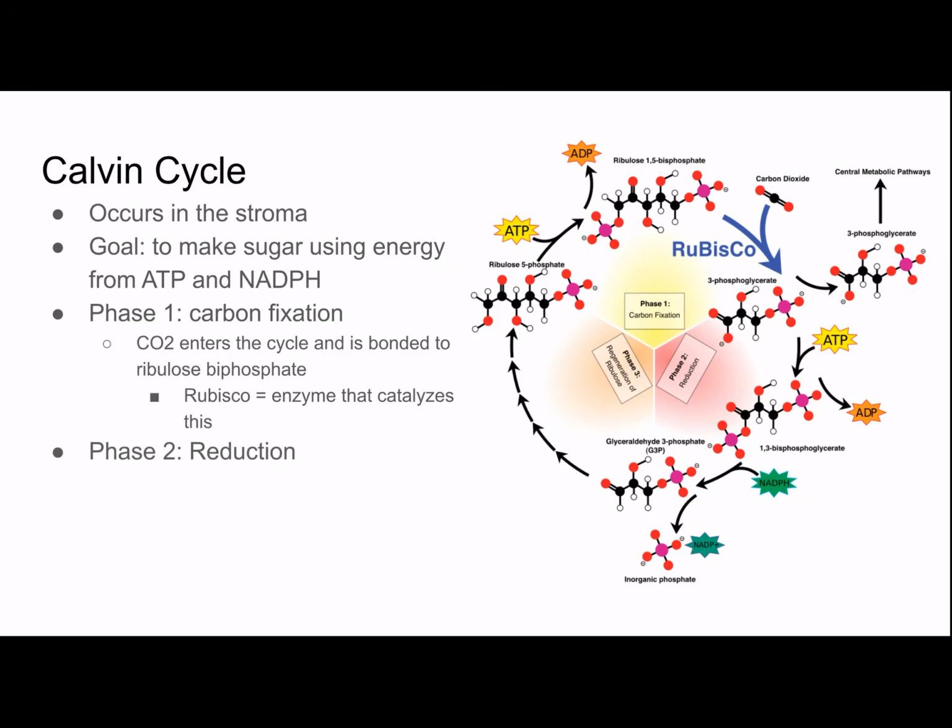Phase 2 is reduction. NADPH will reduce the molecule, and the output is G3P, which is a sugar. You might be thinking, wait, doesn't it make glucose? Well, yes, but not directly. The direct output is G3P, which is glyceraldehyde 3-phosphate, which will then become glucose later.